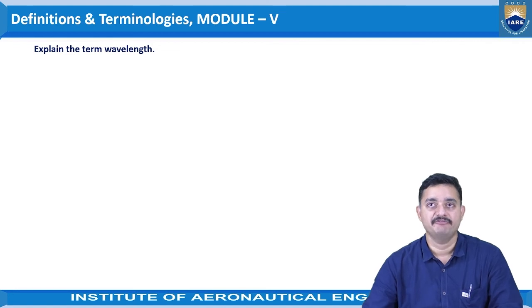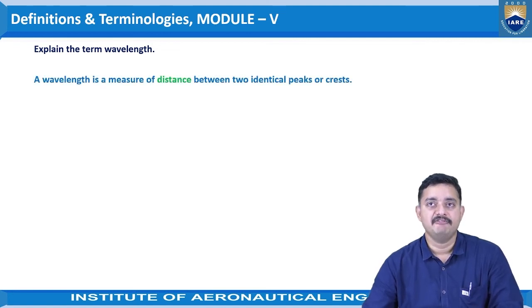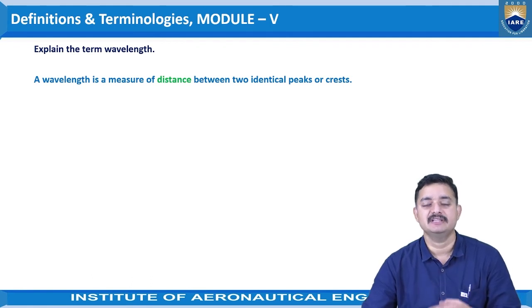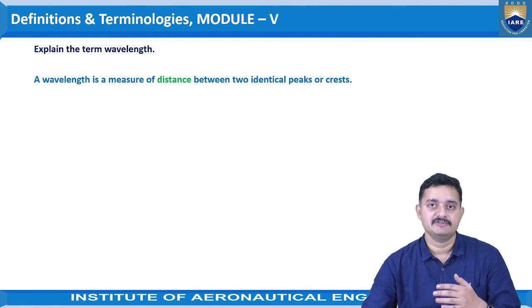Next, explain the term wavelength. A wavelength is a measure of distance between two identical peaks or crests. These peaks and crests we can observe in the waves that are formed for any type of vibration. And for these waves, from the neutral position or the equilibrium position, the maximum amplitude of the object is taken and considered. So, when the distance between two identical peaks or crests is measured, it is called the wavelength. So, the wavelength is a measure of distance between two identical peaks or crests.